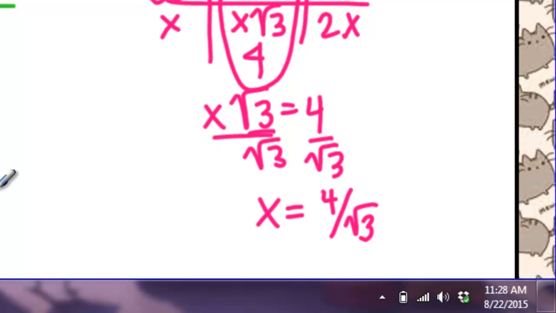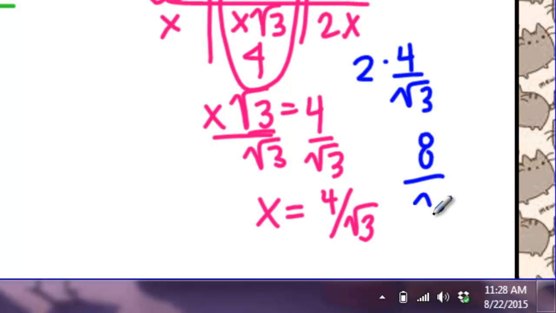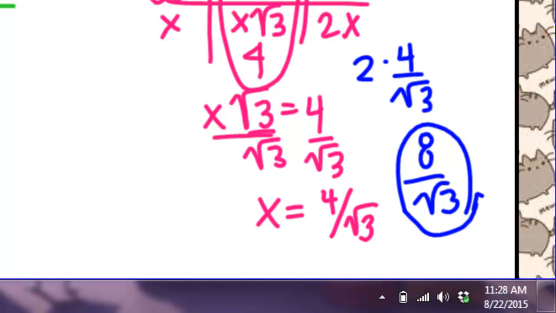Remember, you don't have to rationalize the denominator. Look what you're looking for. You want the side opposite the hypotenuse. So I'm going to go ahead and say 2 times that, kind of the same thing we saw in the last problem, and I'll get 8 over the square root of 3. Done. Again, that's the same thing as 8 root 3 over 3, should you want to make it that. However, I will accept anything that is not rationalized.